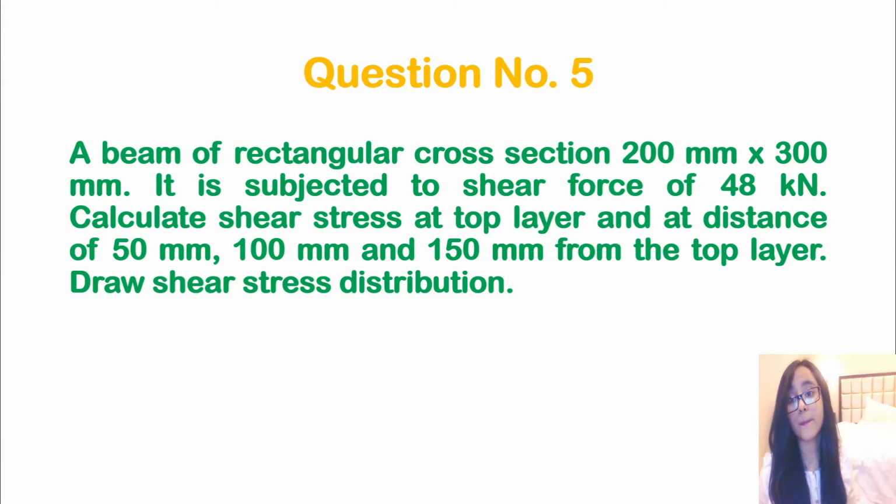So it says a beam of rectangular cross section 200 mm into 300 mm. It is subjected to shear force of 48 kilonewton. Calculate shear stress at top layer and at distance of 50 mm, 100 mm and 150 mm from the top layer. Draw shear stress distribution. So now here also a particular place is given, particular layer is given, right? A distance has been given. So at that particular distance from the top layer, we need to find the shear stresses and then draw its diagram. So let us get going.